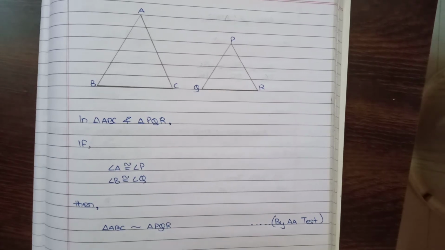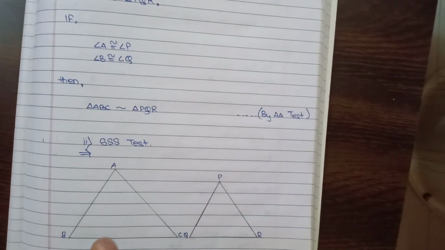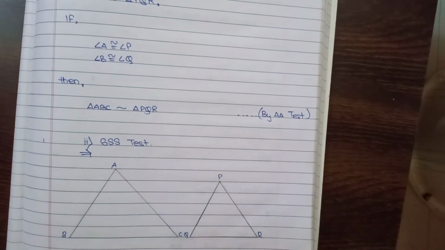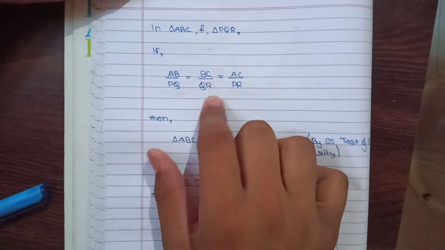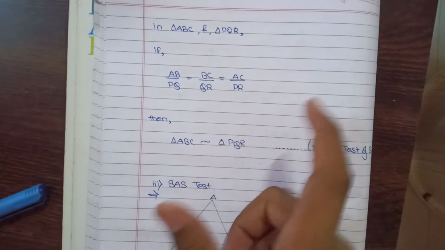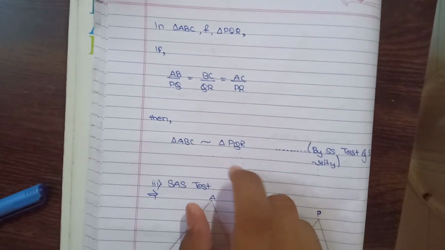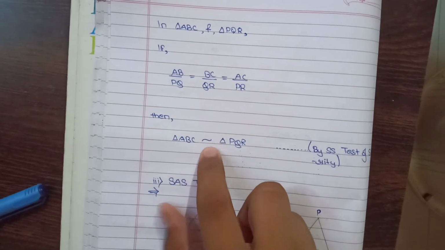Next, the second one is the SSS test, which is the side test. So say for example we have two triangles ABC and PQR, and in that if AB upon PQ equals BC upon QR and AC upon PR, then only we can say that triangle ABC is similar to triangle PQR. Just for your information, this is the symbol of similarity.